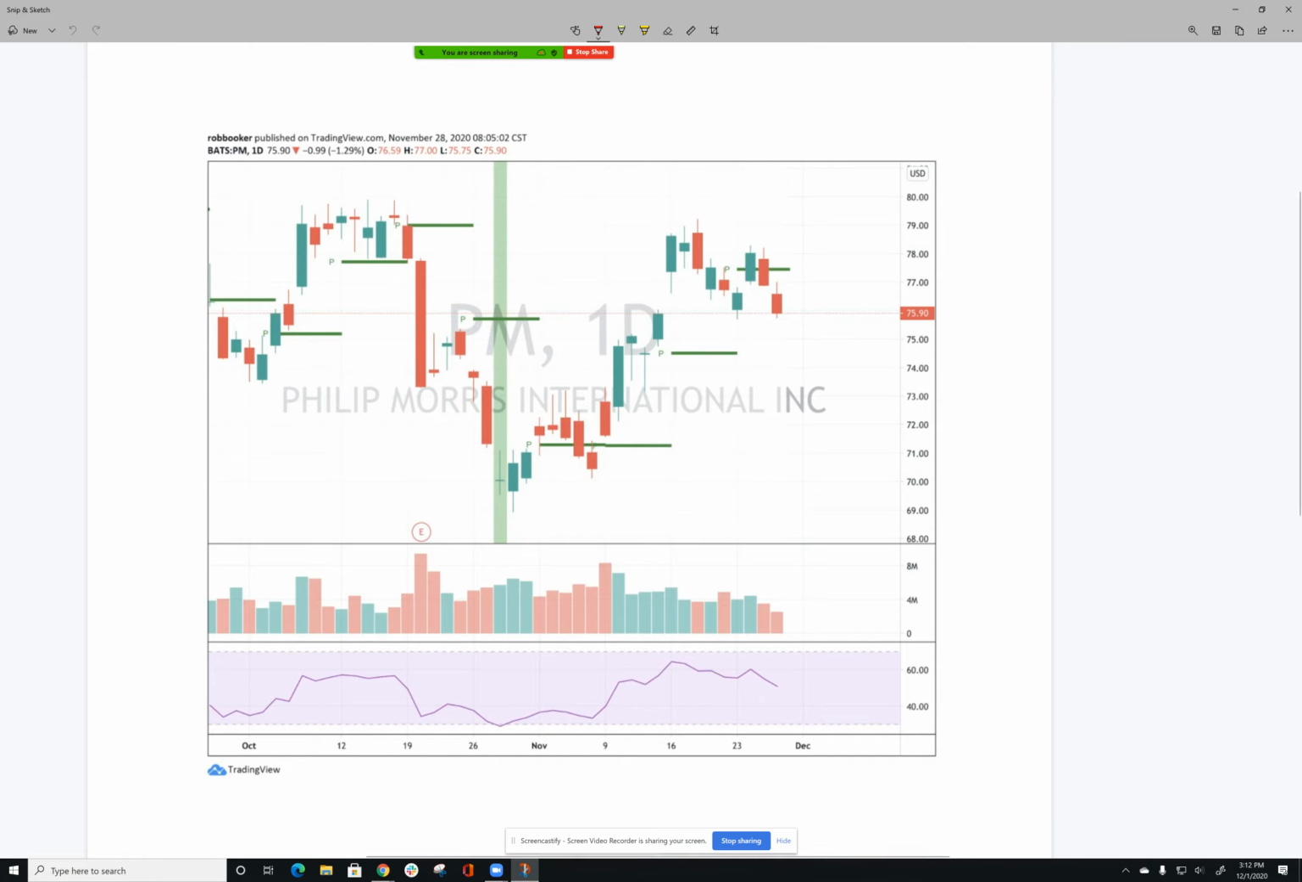Philip Morris. This is such a great candle. Now it looks bullish. It's supposed to be bearish for buy trades, but the candle body is so small, who cares? So that day 1 candle looks great. The day 2 candle is just fantastic.